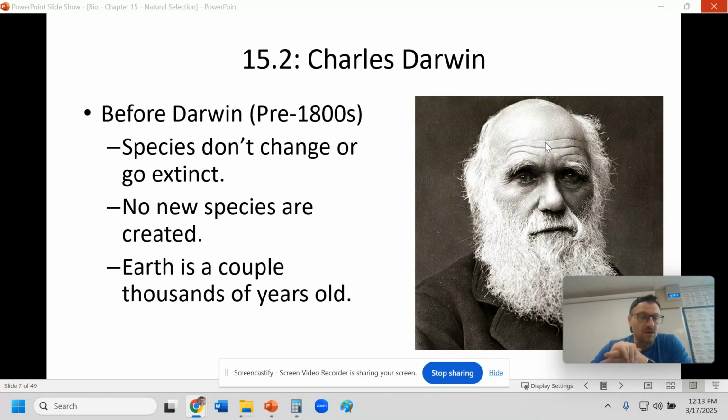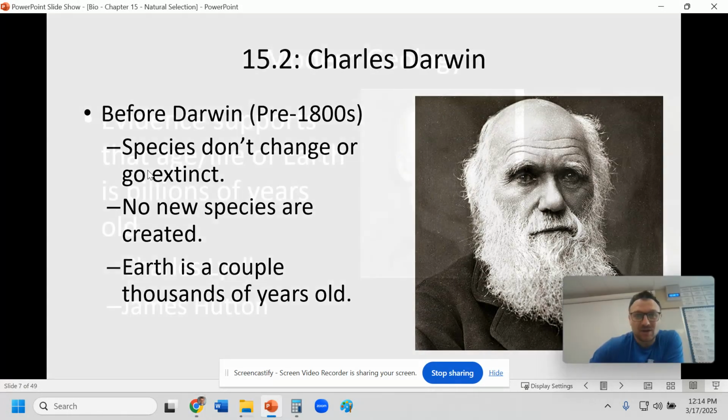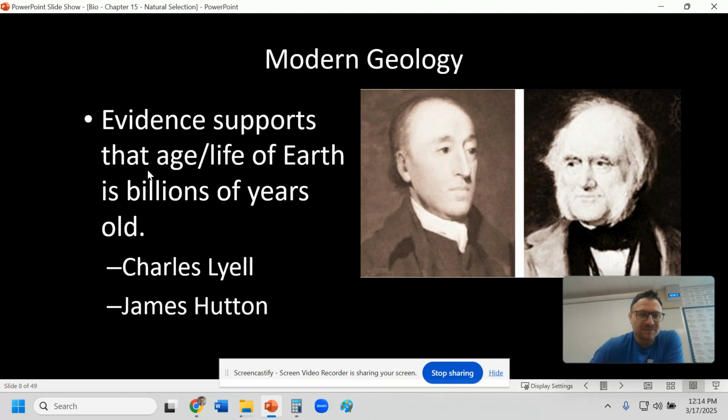And they also thought the Earth was a couple thousand years old. They just didn't have the science, the data, or the understanding of deep time. It wasn't until about the 1800s that there were scientists that went against that notion and said, "Hey, these things aren't right. We're getting evidence, and we're learning that the Earth is very old, and that species change, and that species can go extinct, and new species can arise."